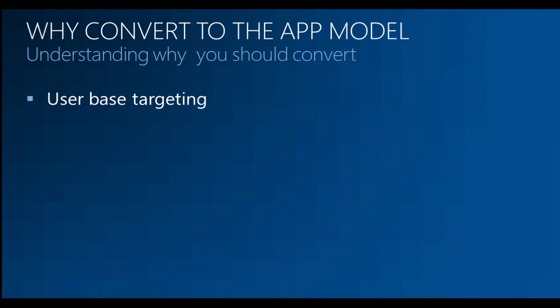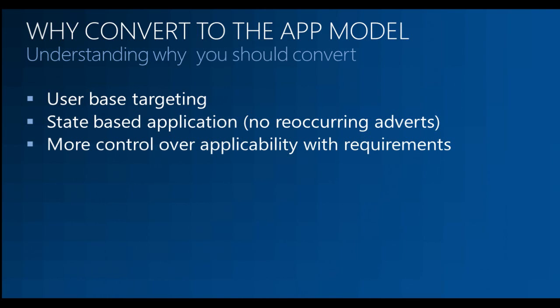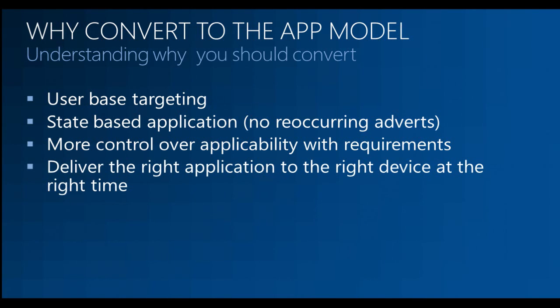Why do you use the application model? You're able to do user-based targeting. Using the app model, you have evaluation at runtime, so as the user gets policy, the policy evaluates whether the app is already there. The detection method helps them decide if it's already there. They don't have to reinstall it. There are no recurring advertisements. It all happens at runtime. So you get the state-based application.